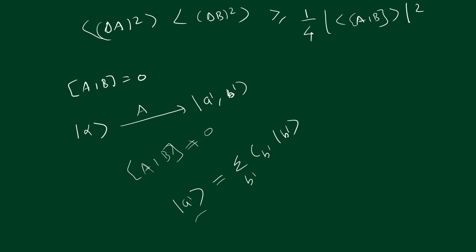If a ket A prime is a superposition of all ket B primes, and I measure A on this system, it's fine. I'll get eigenvalue A prime. But if I measure B on this system, it will change to one of the eigenkets of observable B. This is the reason for the fuzziness of incompatible observables. So simply, there is no state which has a definite value for A and B if they are incompatible. There is no such state.